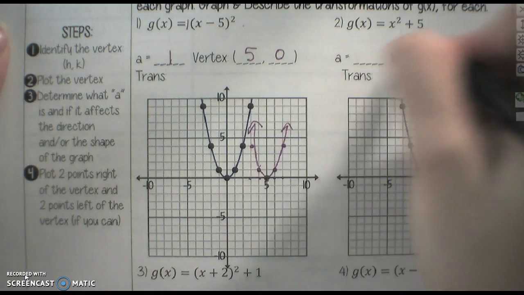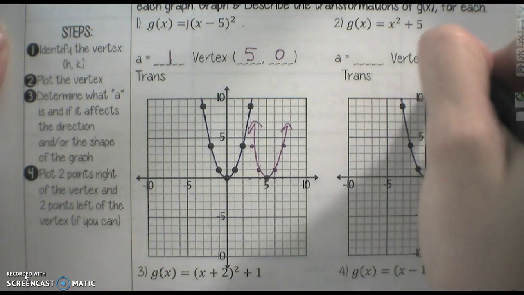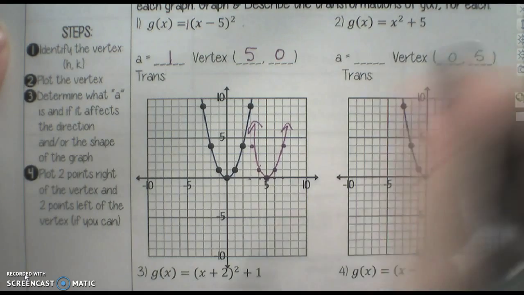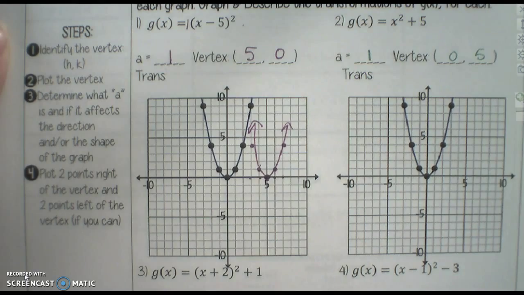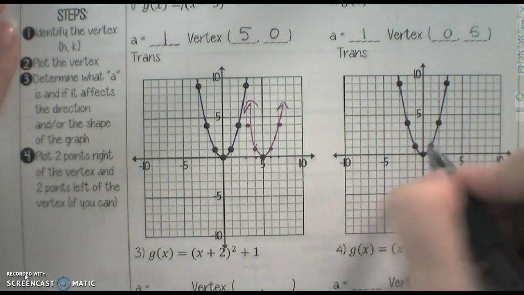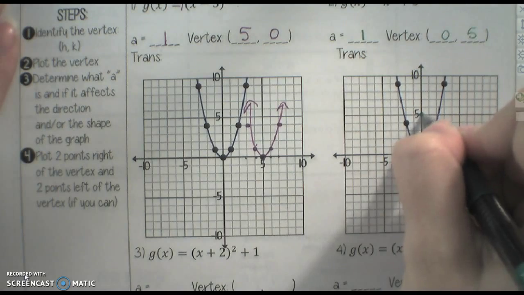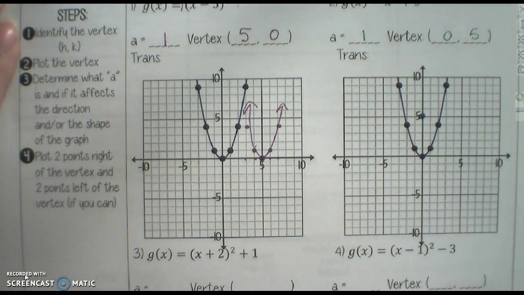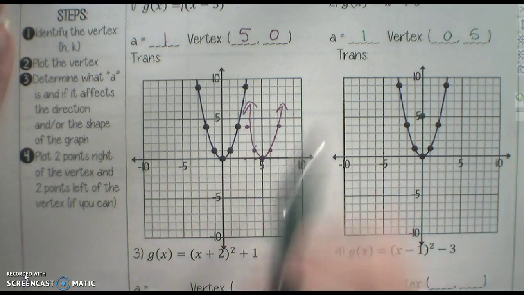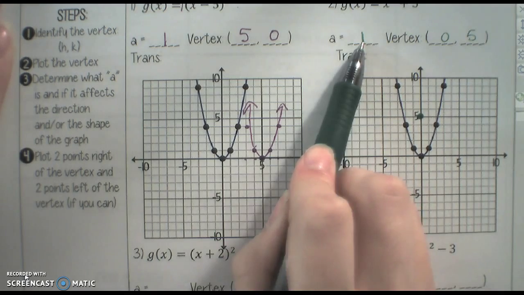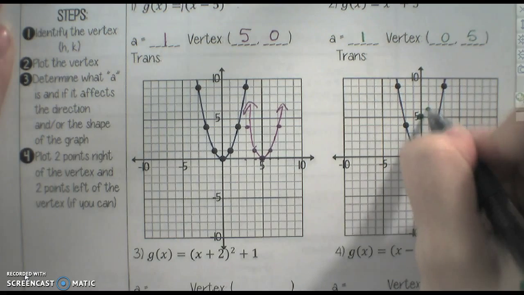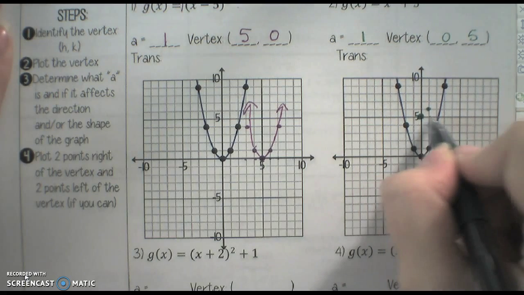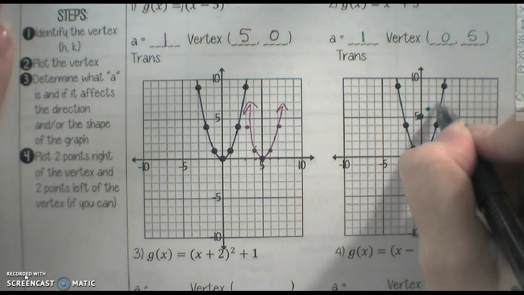So number 2, we have a vertex, nothing on the inside, so 0, keep the outside 5, and we have an A of 1, because it's just nothing in front of that x. So now we start at 0, 5, and that's our vertex. So we're going to go from there, since this is 1 still, there's no stretch or compression, so we're going to go from our vertex over 1, up 1. From our vertex again, start there, go over 2, up 4.